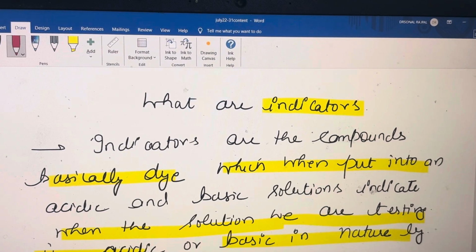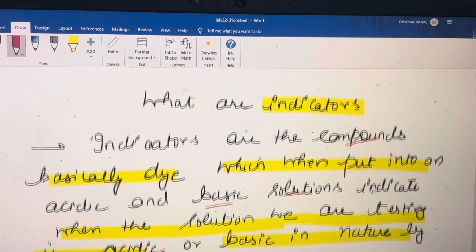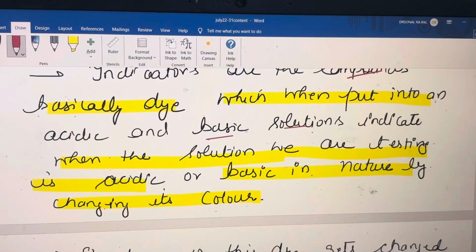Students, today I am going to explain what are indicators. Indicators are compounds, basically dyes, which when put into acidic or basic solutions indicate whether the solution we are testing is acidic or basic in nature by changing its color.